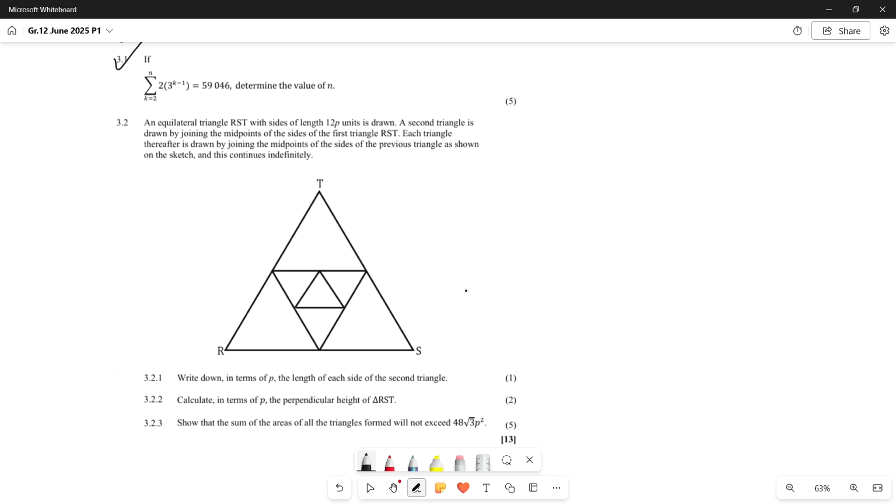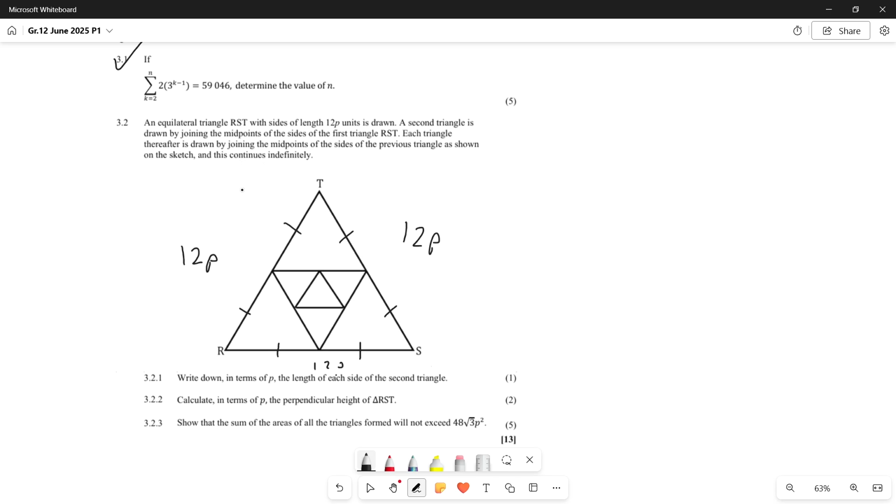Great. So question 3.2. An equilateral triangle RST with sides of length 12p. Okay, so this is 12p, 12p, and 12p. Equilateral. So they all have 12p. Is drawn. A second triangle is drawn by joining the midpoints of the sides of the first triangle. So that means this equals that, this equals that, that equals this, etc. Okay, of the first triangle.